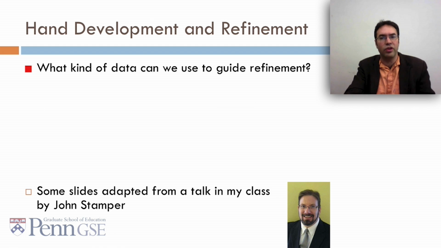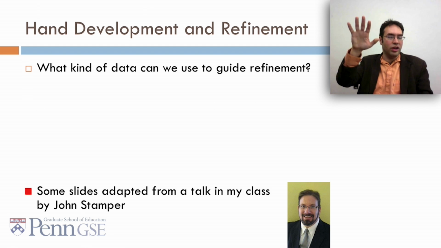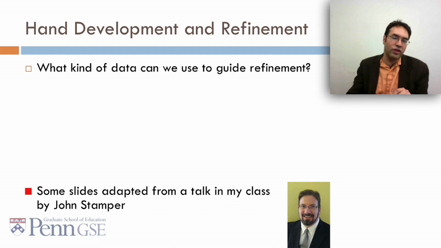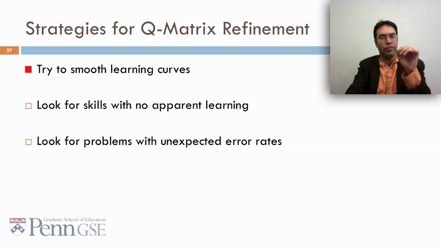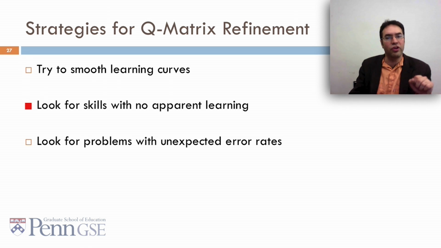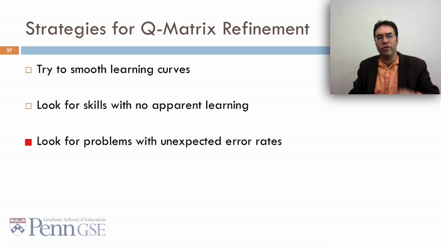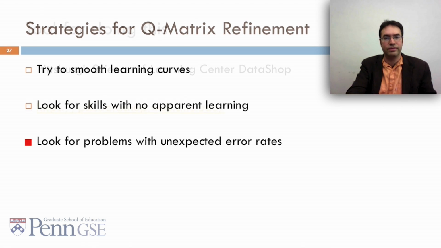So what kind of data can we use to guide refinement? I'm actually going to give some slides, with permission, from a talk John Stamper gave in my class. Three strategies that John talked about are, first, try to smooth learning curves. This is a strategy that comes from Corbett and Anderson in '95. Second, look for skills with no apparent learning. And third, look for problems with unexpected error rates.